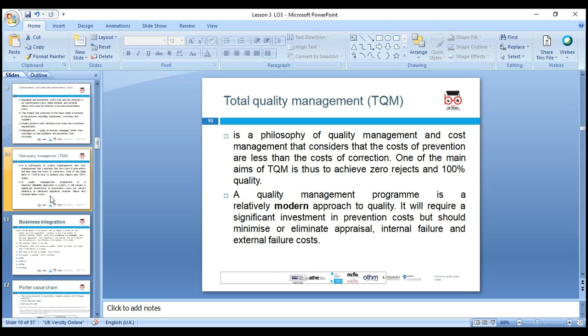The quality management program is a relatively modern approach to quality. It requires significant investment in prevention costs, but it should minimize or eliminate appraisal and internal failure or external failure costs. So we do things right the first time, not modify them later on.